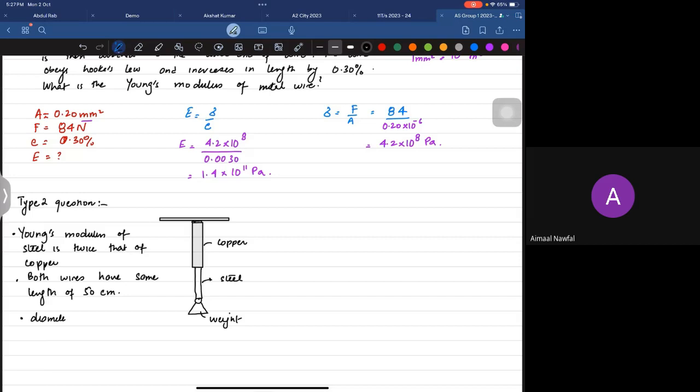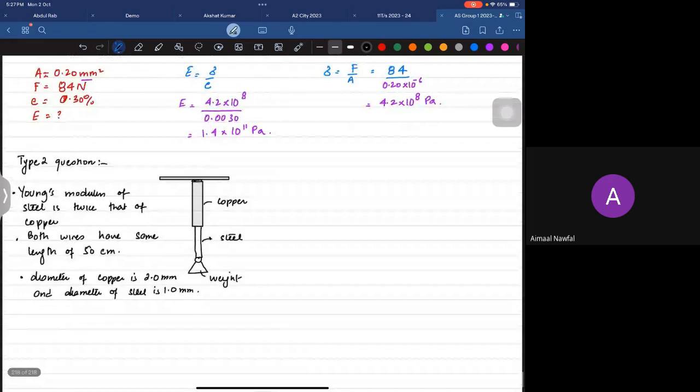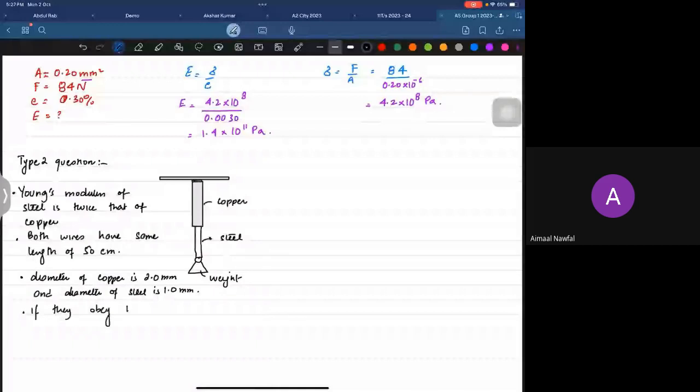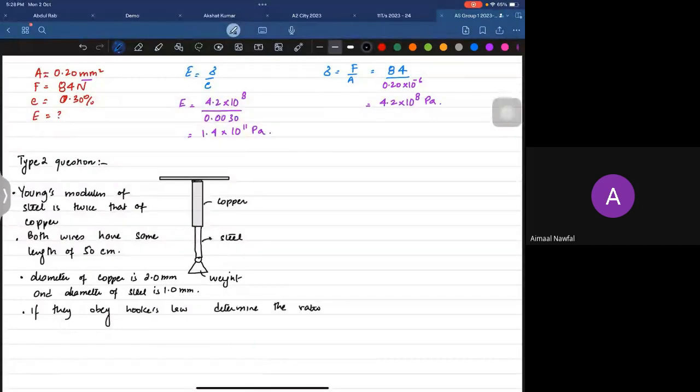Then they say the diameter of copper is 2.0 millimeter and the diameter of steel is 1.0 millimeter, like that. So they say if they obey Hooke's law, determine the ratio extension of steel over extension of copper. So this is basically the question. All right, so we got to determine the ratio like that.